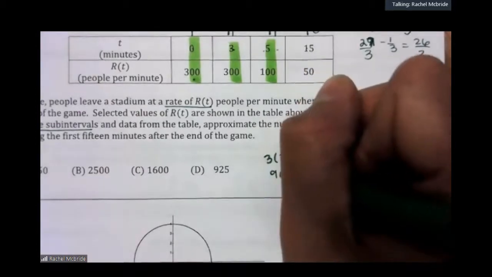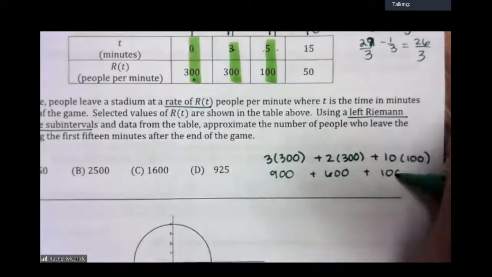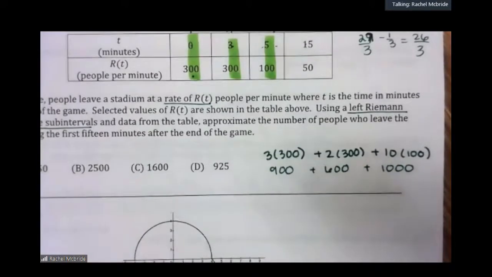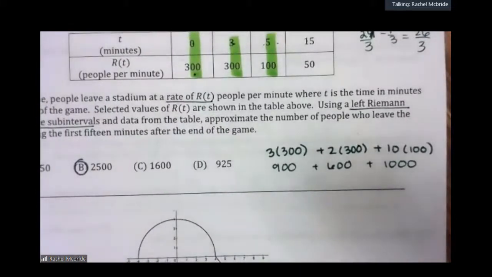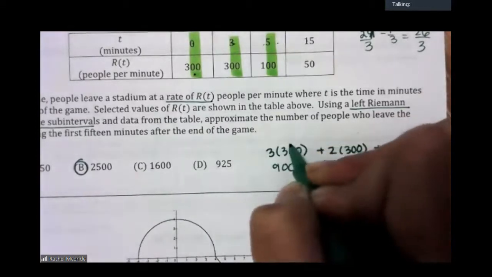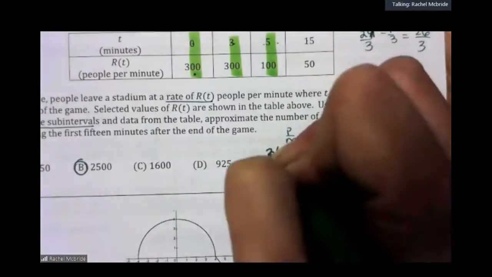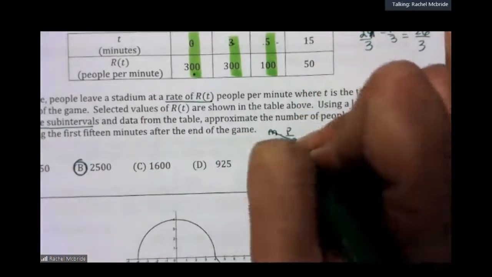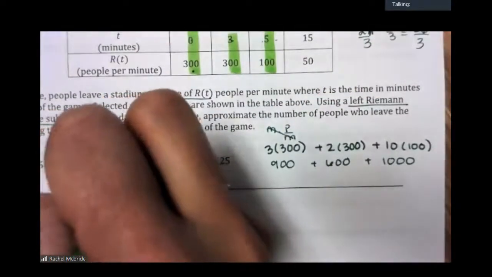So that's 900, 600, and 1,000. So that's 1,900. 1,900 plus 600 more would give you B, 2,500. And again, I know that the units are right because this 300 would be people per minute, and then the 3 would be minutes. So you would have minutes times people per minute. So your minutes would cancel, and that would leave you with people.